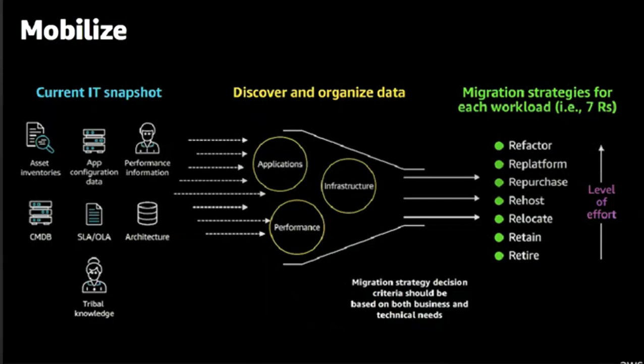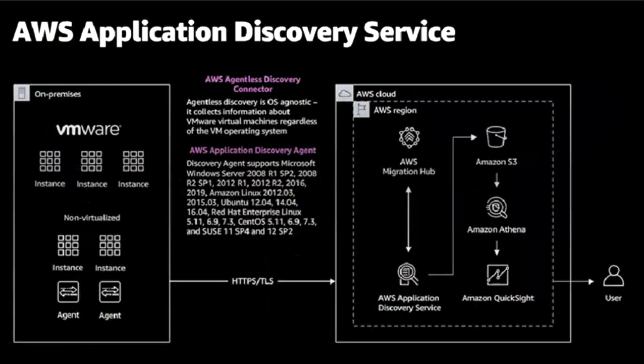So we try to focus on the existing assets and application inventory, performance, database, architecture. How are they going to map with those migration strategies, the seven R's? We're going to have a lot of things to do during this mobilize phase. First of all, we're going to use a tool from AWS called Application Discovery Service.